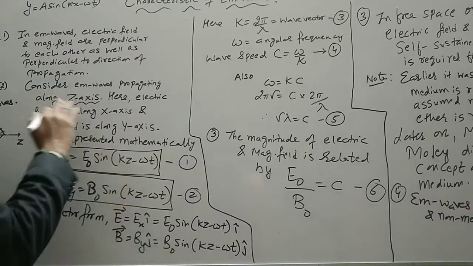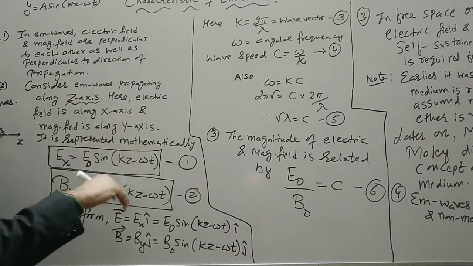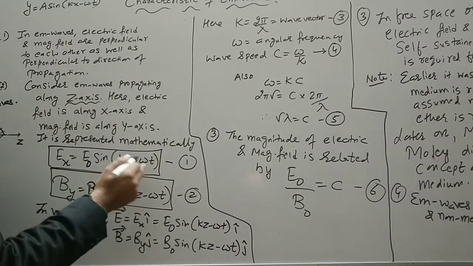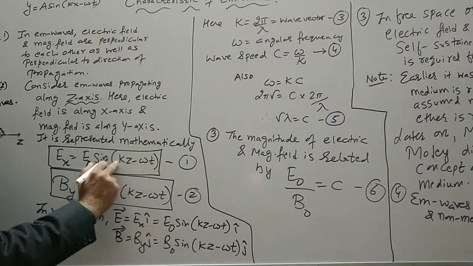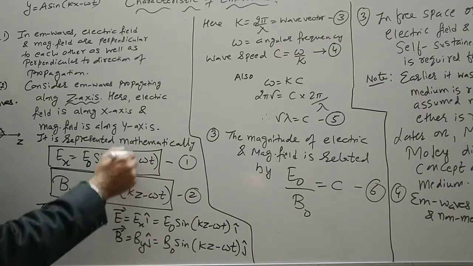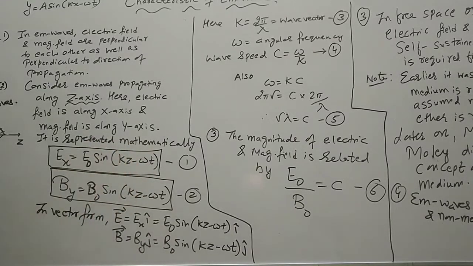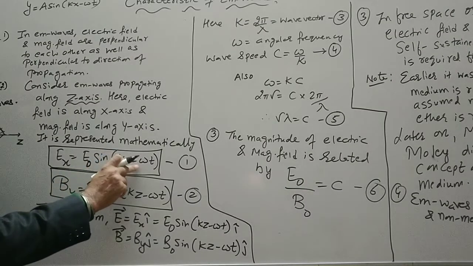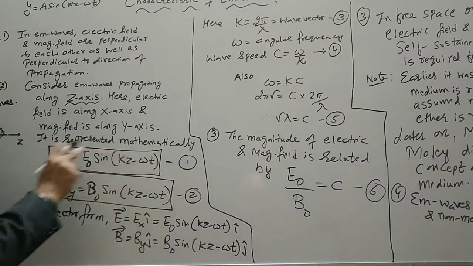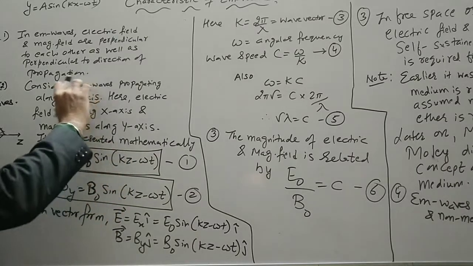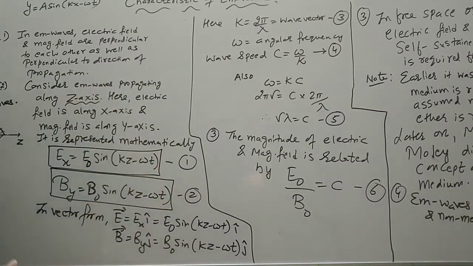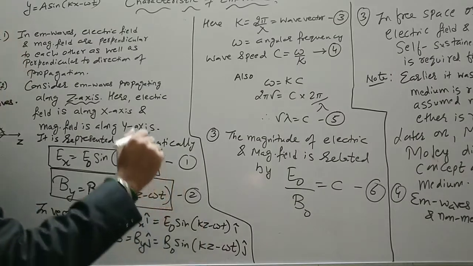So if the wave is propagating along the negative z-axis, we can write this equation as omega t minus kz, or sometimes we will also have a plus sign. Depending upon the direction of the propagation, this plus-minus sign will change. The direction will also change. We have taken this as an example. So these are the two general equations. These are in the vector form.